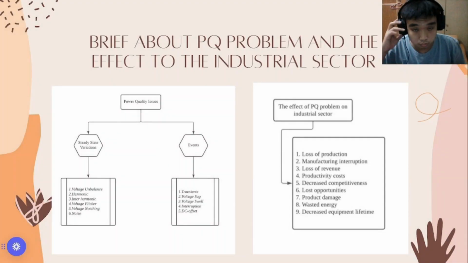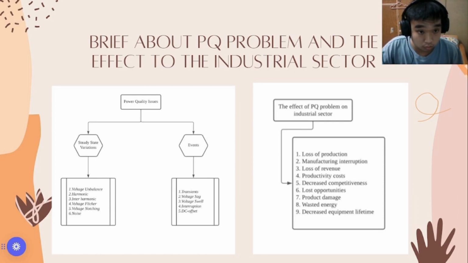Hi everyone, my name is Tamu and I'm one of the members from Group 4. For today I will present the part about brief about PQ problem and the effect to the industrial sector. So the power quality problem is differentiated into two variations. One is steady state and another one is event variation.